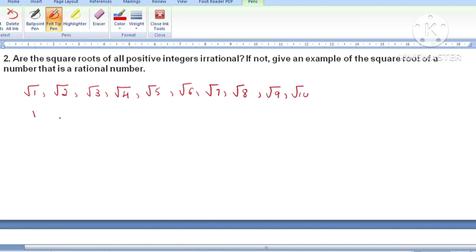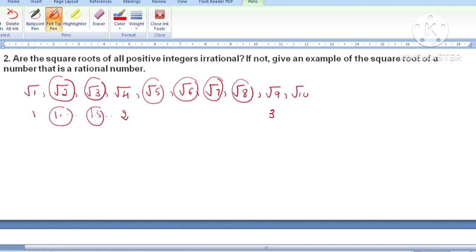1. Square root of 2 will come around 1 point something decimal. Square root of 3 also, 1.7 something decimal will come. Square root of 4 is 2. And then we know the square root of 9 is 3. Right. So square root of 2 is irrational. Square root of 3 is irrational. Square root of 5 is irrational. Square root of 6 is irrational. Square root of 7 is irrational. Square root of 8 is irrational.